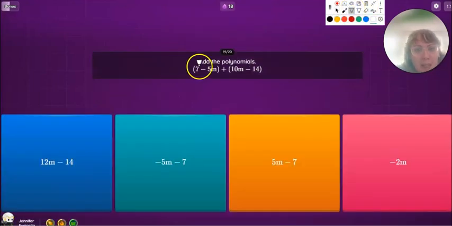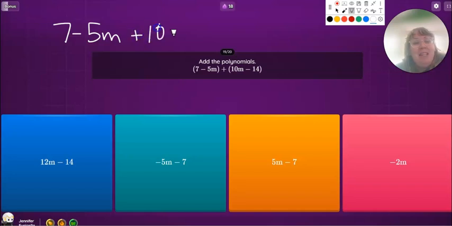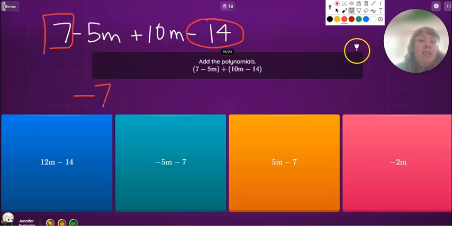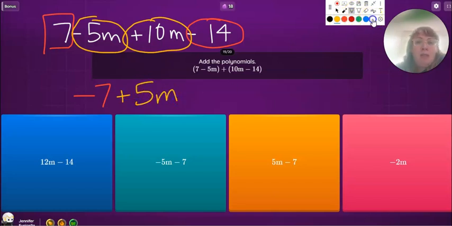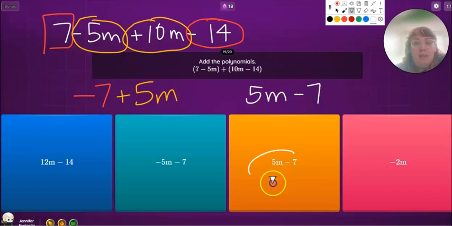Adding here, we have 7 minus 5m plus 10m minus 14. So we have 7 minus 14, which is going to get us a negative 7. And then we have a negative 5m plus 10m, which is going to be a positive 5m. So in standard form, we would have 5m minus 7. Beautiful.